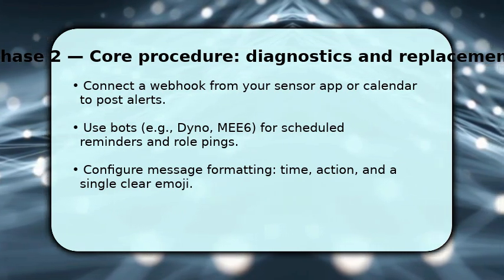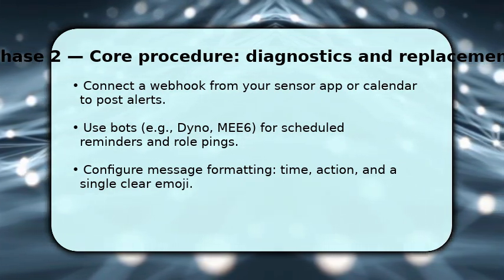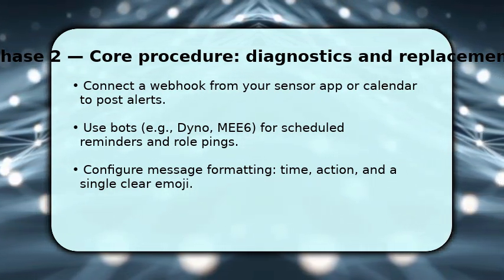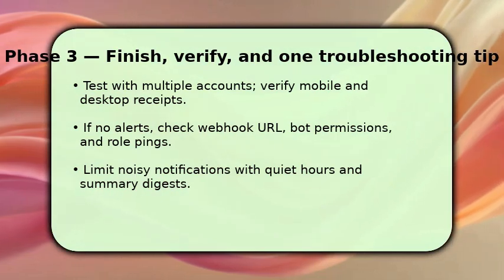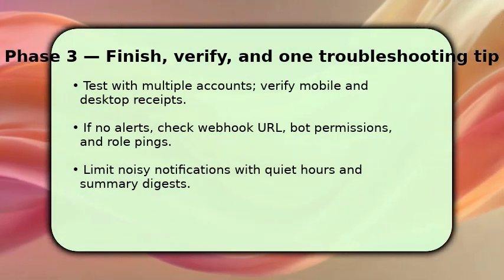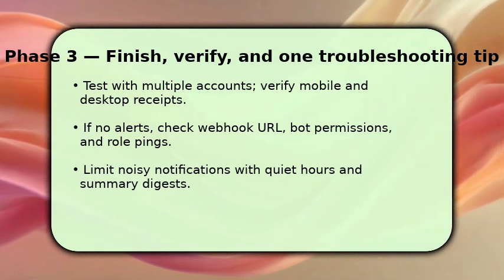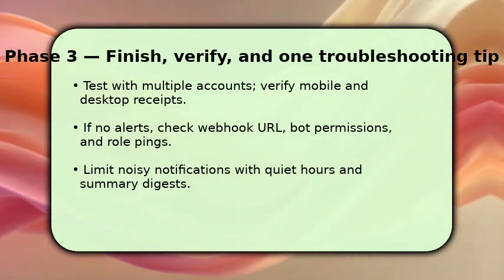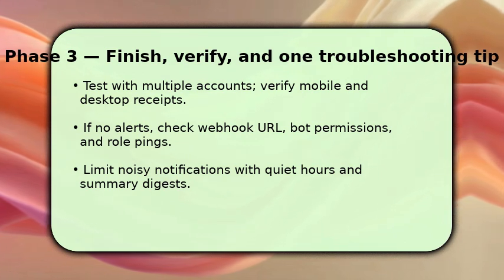Finally, you perform thorough testing. Send test alerts and confirm delivery on desktop and mobile accounts. If a notification fails, inspect the webhook URL, bot token, and channel permission overrides. Make sure the bot can send messages and mention roles.